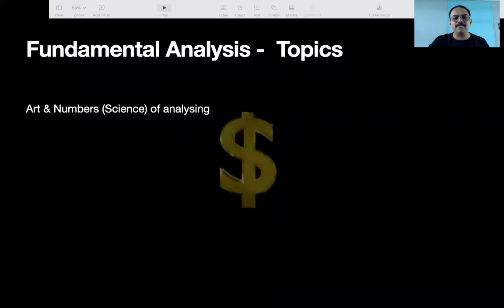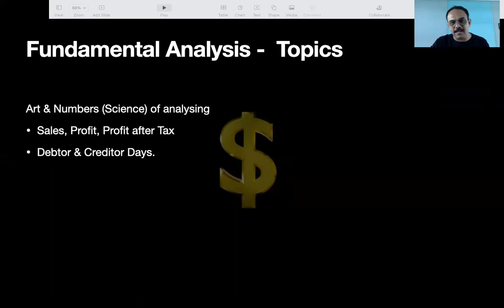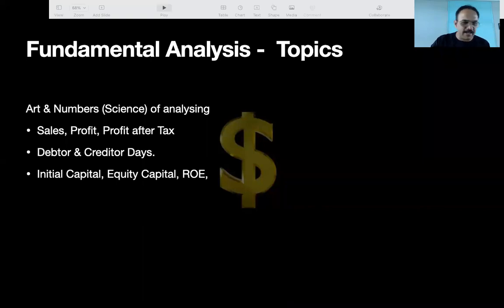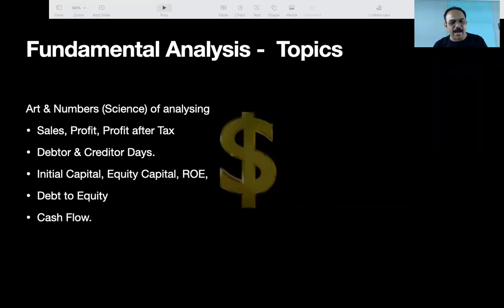So fundamental analysis is art and science of numbers. So numbers is sales, profit, profit after tax, debtor days, creditor days, initial capital, equity capital, ROE, debt to equity, cash flow, litigations, and all those things. How many of you know about these topics? Of course, people from commerce background will be knowing this. As an engineer, I didn't know this. How many of you know these topics? No idea. Absolutely no idea.